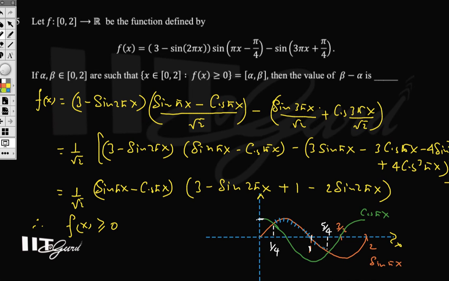So what we conclude over here is that f(x) is positive wherever we find sine pi x is greater than or equal to the cos pi x graph.